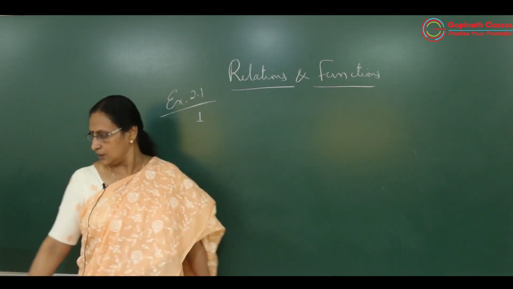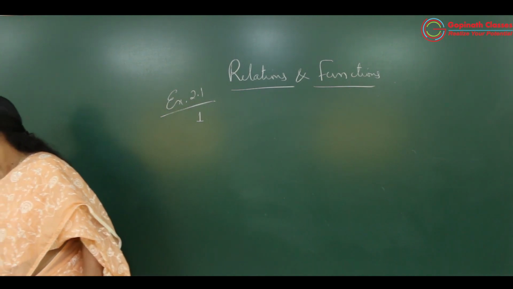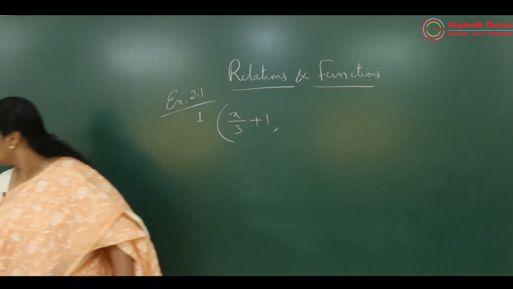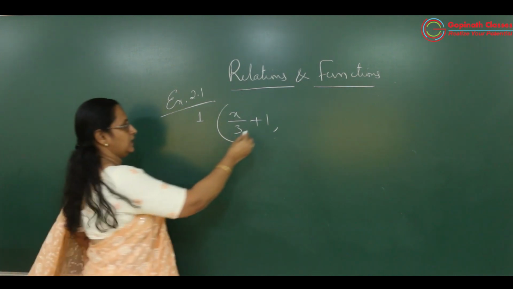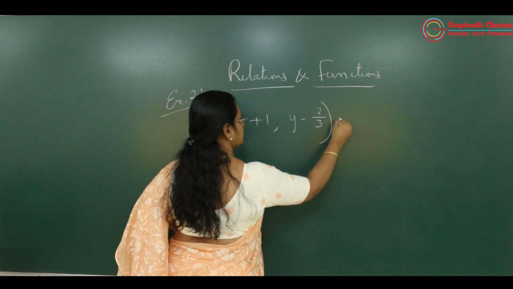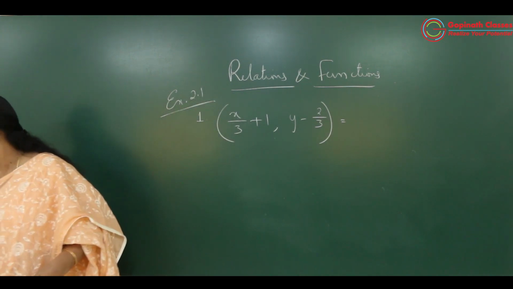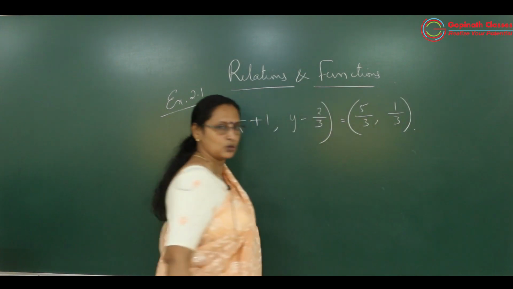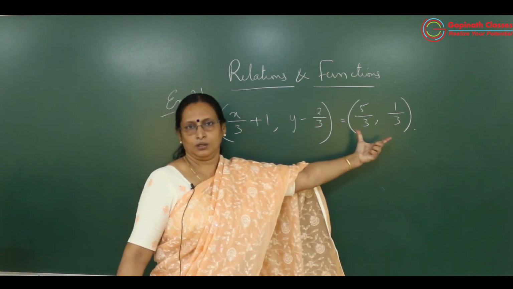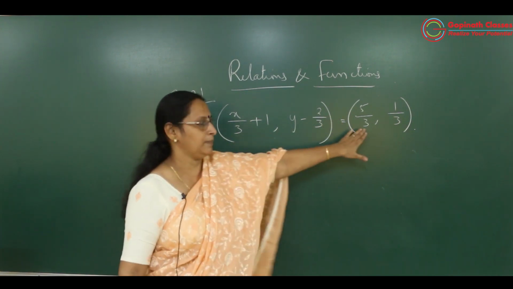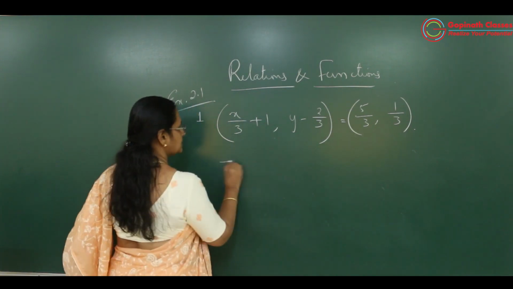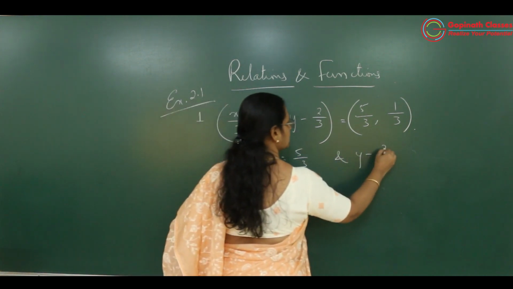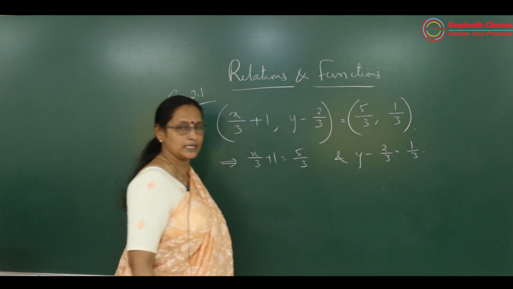First question. If the ordered pair (x/3 + 1, y - 2/3) is equal to (5/3, 1/3), that means equality of ordered pairs. Just now we discussed that if two ordered pairs are equal, their x will be equal and their y will be equal. What does this mean? This means x/3 + 1 is equal to 5/3 and y - 2/3 is equal to 1/3, which you can easily solve.